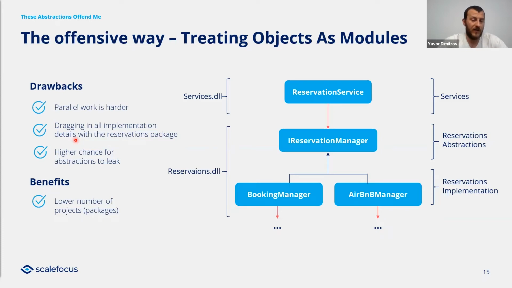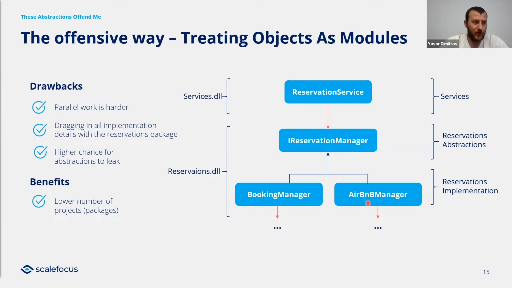Another drawback of doing it this way is having all of your implementations together with your lower level modules. What this does is, if the booking manager depends on, let's say, 10 NuGet packages or additional binaries, you will have to drag those together with your reservations assembly. And also, you will have to drag all of the Airbnb manager implementations or binaries with that.